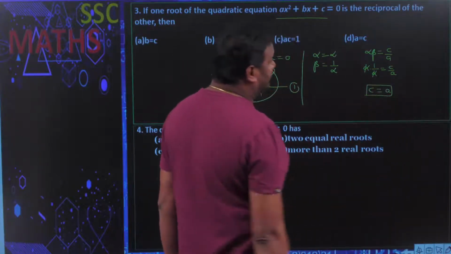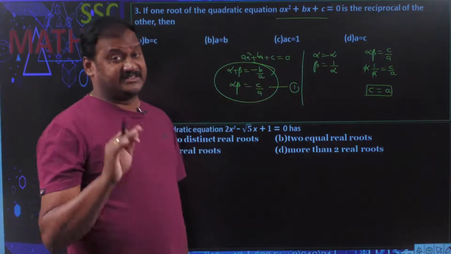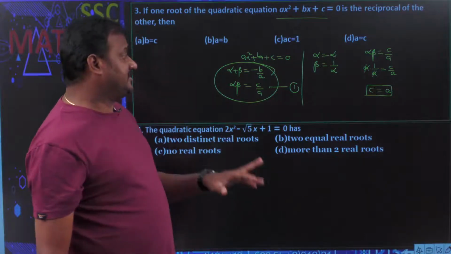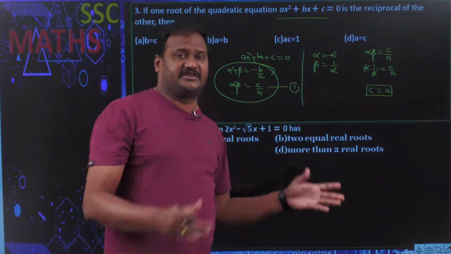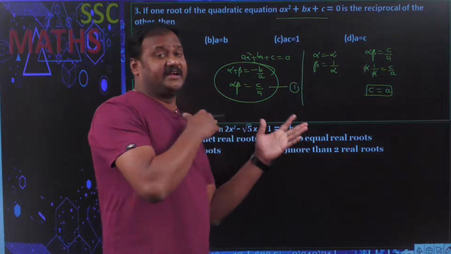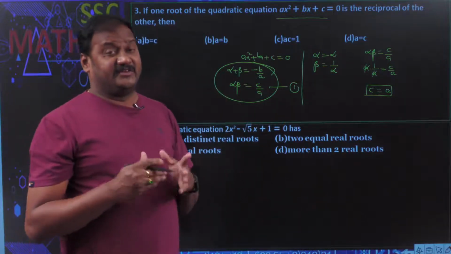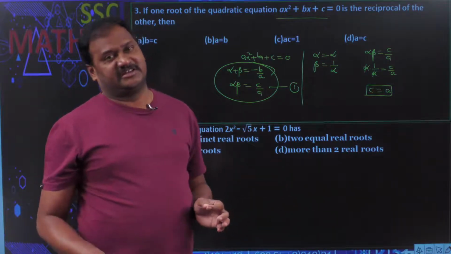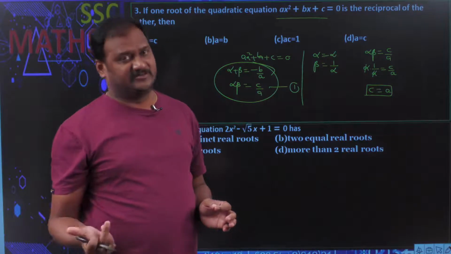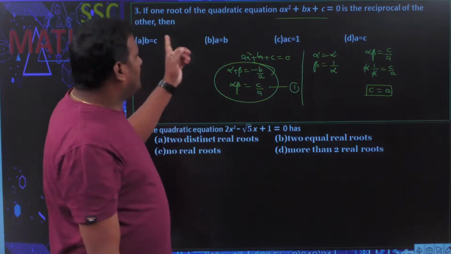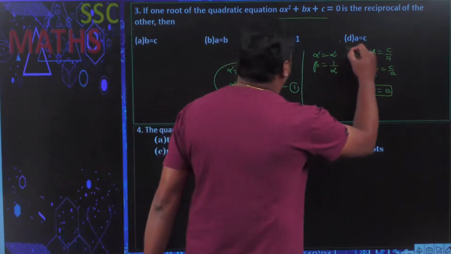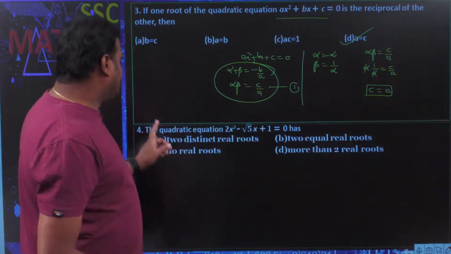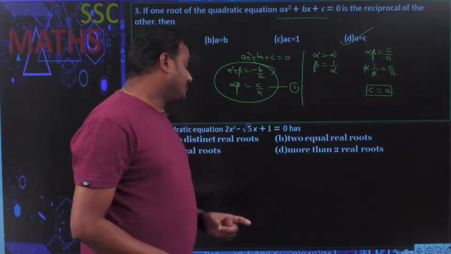This is the condition when one root is reciprocal of the other for ax square plus bx plus c equal to 0. So please do remember, when a and c, the coefficient of x square and the constant, are both the same, then without performing any calculations we can easily say the roots are reciprocal to each other. If you get one root, then the other root will be its reciprocal. Got my point? So that is a is equal to c. You understand? Right.